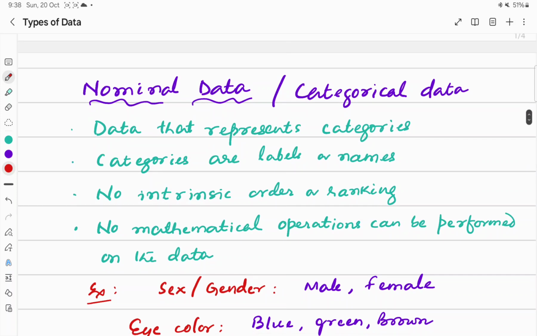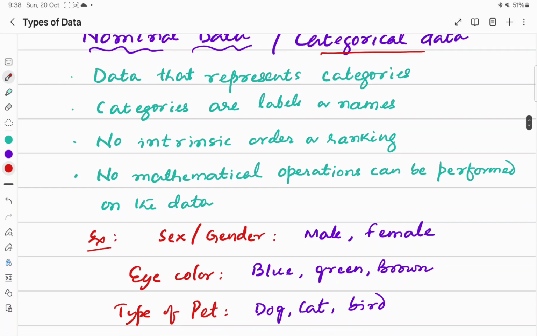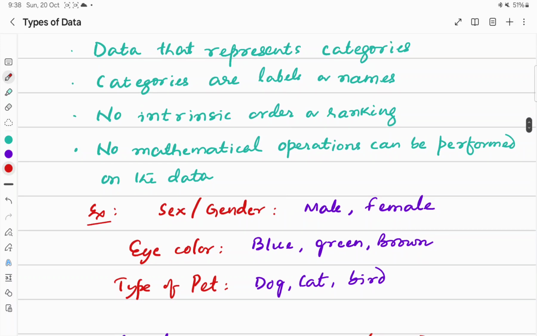Nominal data, these are the data that represents categories. Categories are nothing but the names or labels, so we can also call it categorical data. There is no intrinsic order or ranking, so we cannot perform any mathematical operation on this data. For example, sex or gender, that is male or female. Suppose say eye color, blue, green, brown. Suppose three eye colors are there.